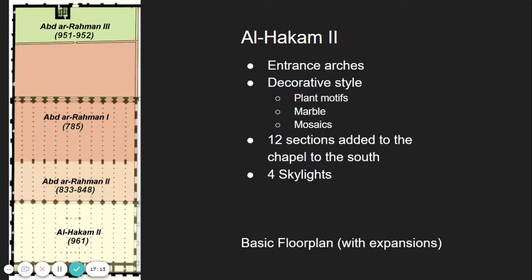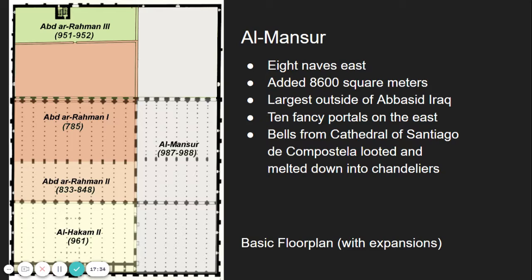So then Al-Hakam II added more entrance archways into the space, and then adds more decorative style, which we're going to see a lot of. There's again even more sections added, and this is when we start seeing skylights in the building. And then Al-Mansur, at the end of the 10th century, expands out a lot to the east because you can't go any more south. There's a river there.